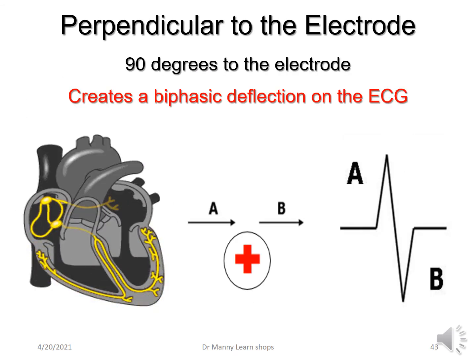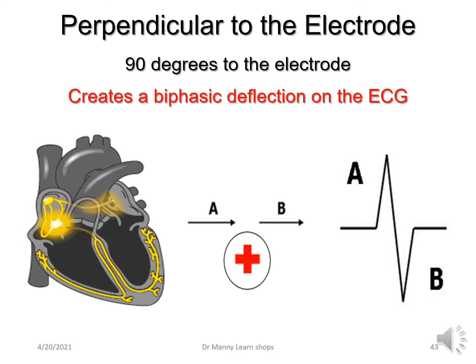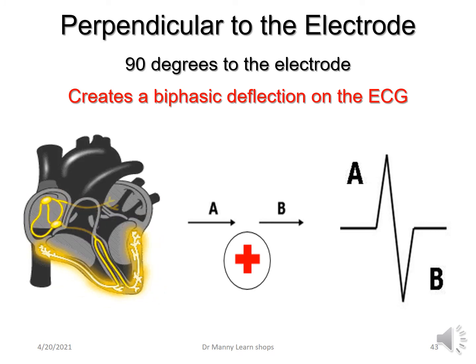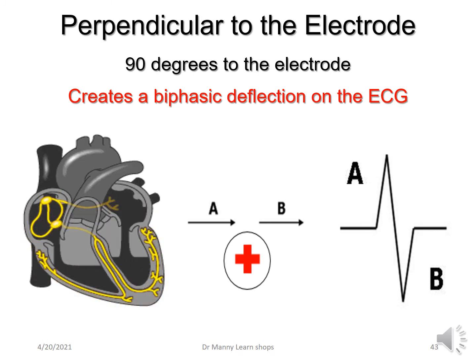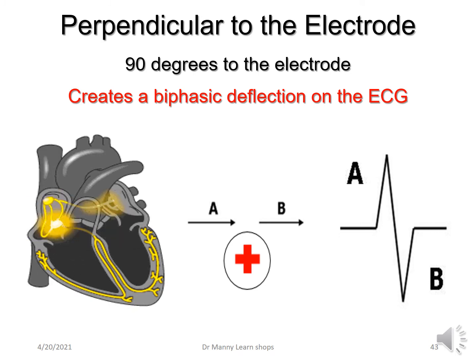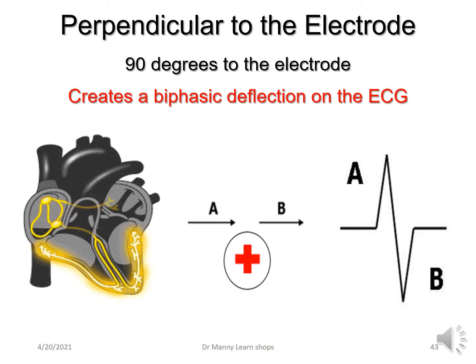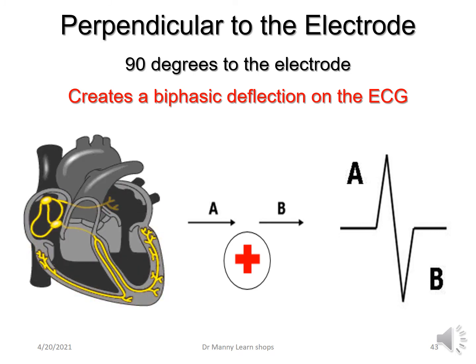If it's doing a little bit of both, perpendicular to the electrode, so the current is going towards and away from the electrode, which is typically going to be perpendicular to the electrode or 90 degrees to the electrode, it creates a biphasic deflection on the ECG, which means both positive and negative.